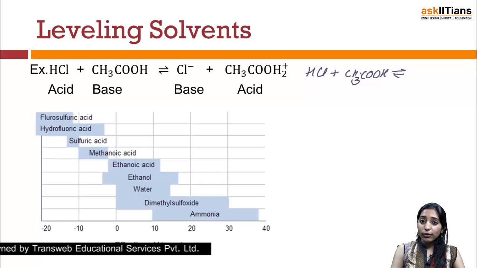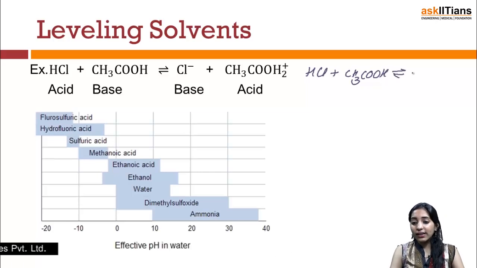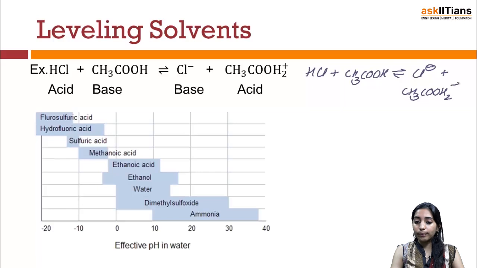If I simply would have written HCl, I could have written it as Cl minus, and this acetic acid is also a proton acceptor, so I will write CH3COOH2 positive. Now if I am saying this is an acid, it will start acting as a base. If it starts acting as a base, we also know that the conjugate base of this HCl solution will be this.